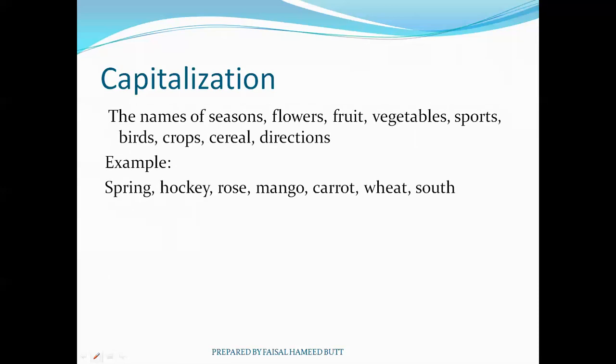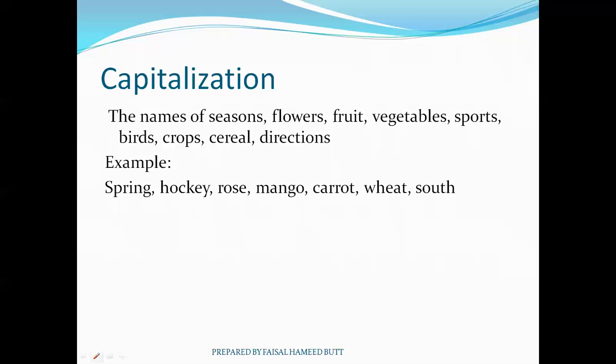Now, the question is, where can we not use capital letters? It's very important. Wherever you have names of seasons, like spring, autumn, summer, winter, these are names of seasons. So you will write them with a small letter. Before that, all the points which we covered were related to capitalization, where to put a capital letter. But here we are talking about where we are not going to use a capital letter. Rather, we are going to start them with a small letter.